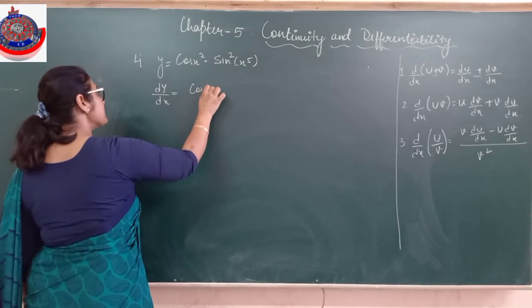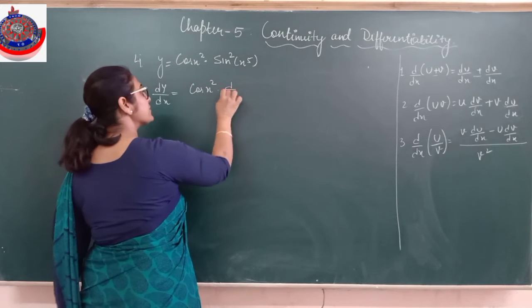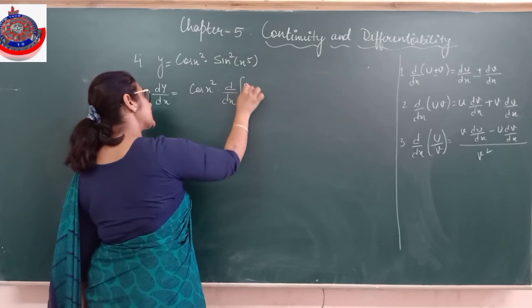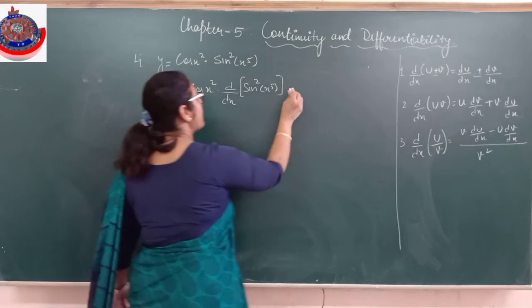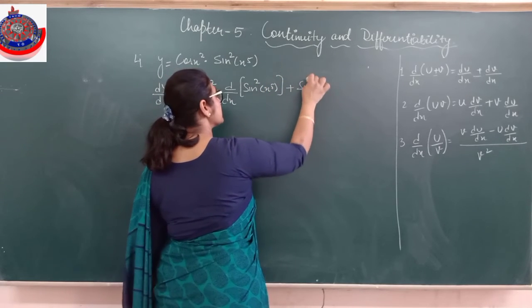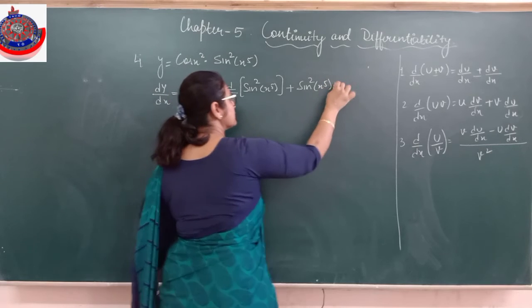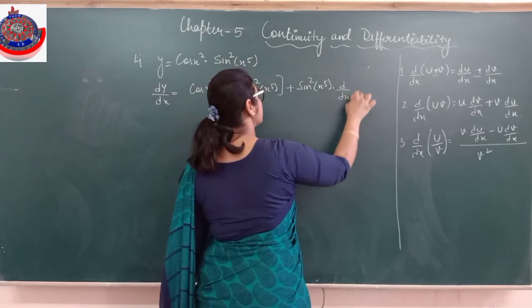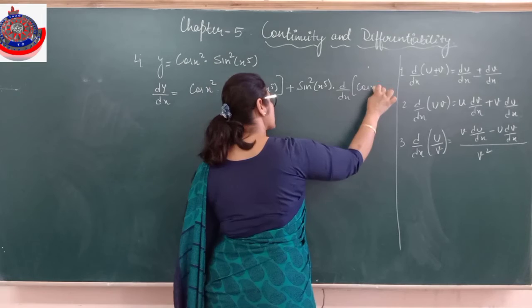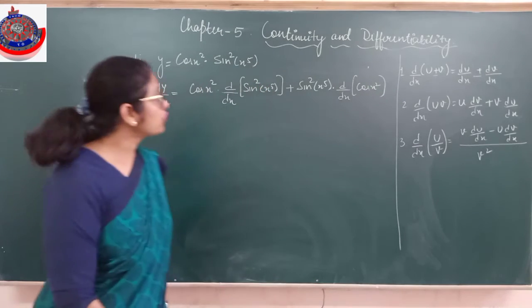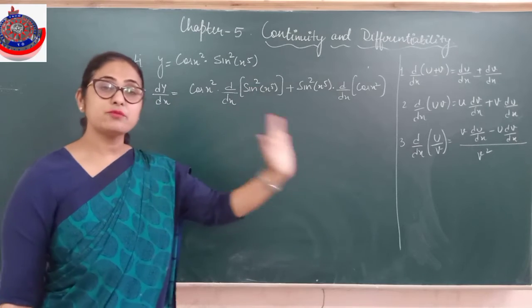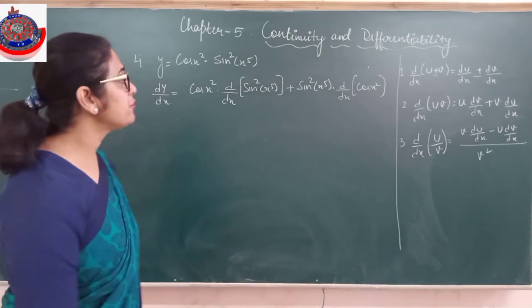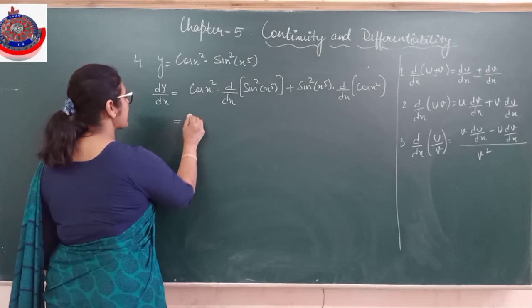U into v says first function as it is, differentiation of second, plus second as it is, differentiation of first. Now I won't be writing it separately, each differentiation into the other; I am doing it all together. Is it clear? We will be doing it together, so you need to be careful.